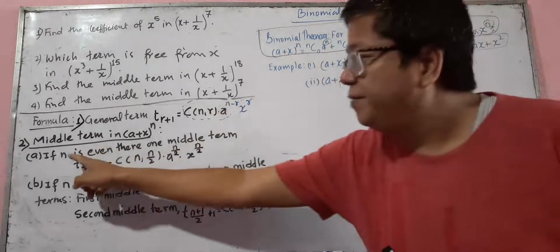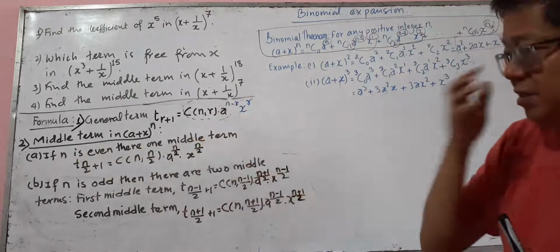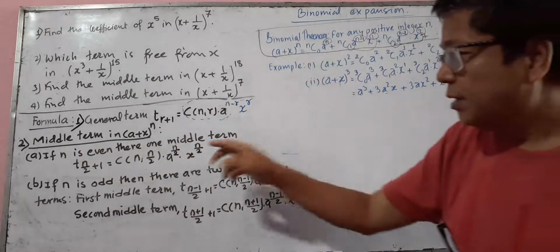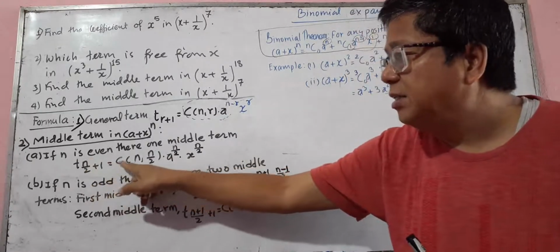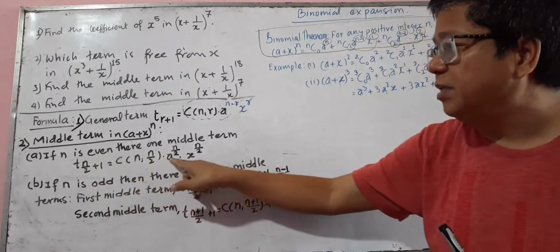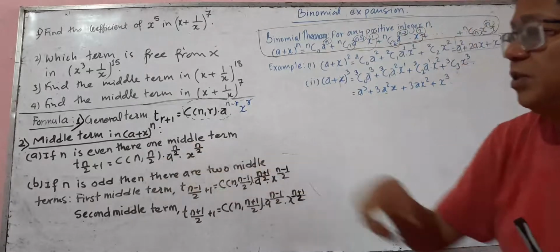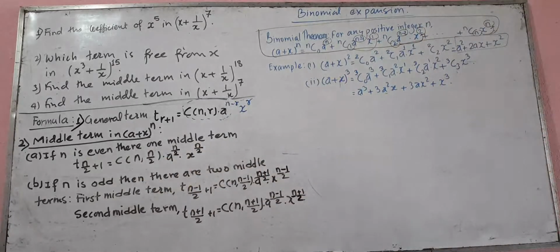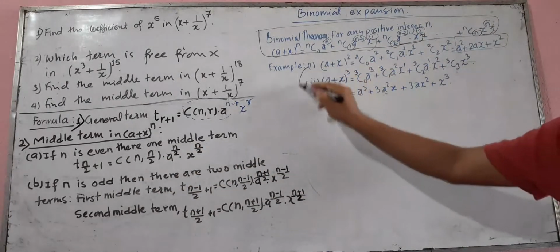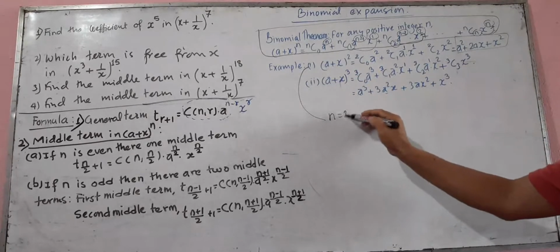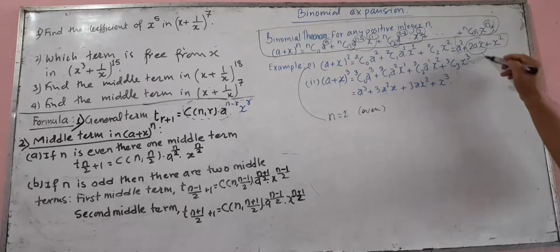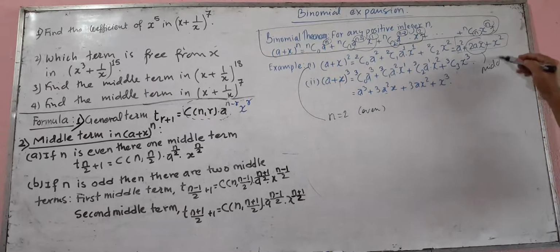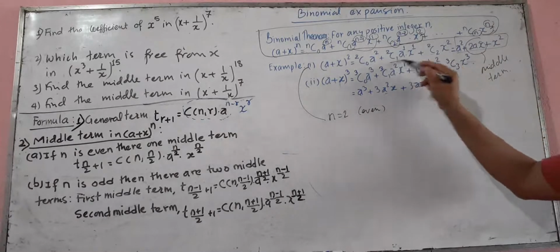And again, if n is even, there is one middle term, T(n/2 + 1), and this is given by nC(n/2) a^(n/2) x^(n/2). So there is only one middle term if n is even. Look at the first example: n is 2, that is even. So there is only one middle term. This is the middle term.